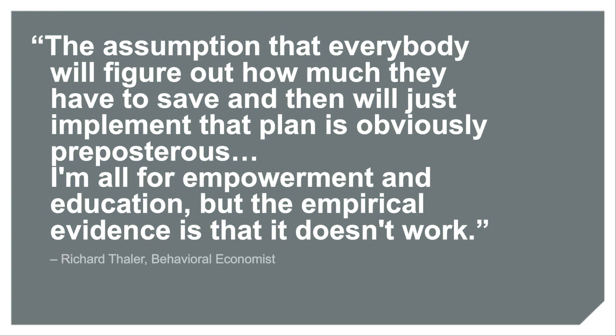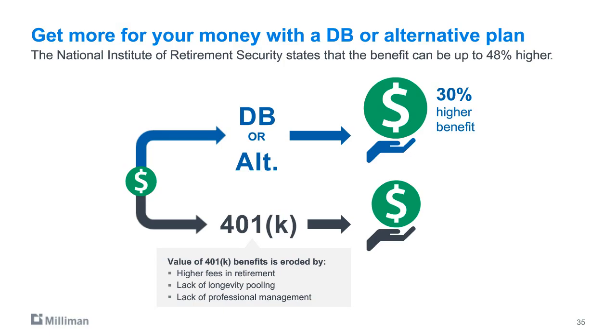There's one more piece of 401k plans that I think is worthy of note, and that is that 401k plans, just as defined benefit and alternative plans do, essentially grow your contributions. So on the left, you can see the contributions the employer makes to the plan, and indeed they are growing. But a 401k plan does not produce as much retirement income as a defined benefit or an alternative plan for the same level of contributions. In fact, for the same dollars of contributions, you can provide something like 30% higher benefits. According to the National Institute of Retirement Security, that number may be as much as 48%.